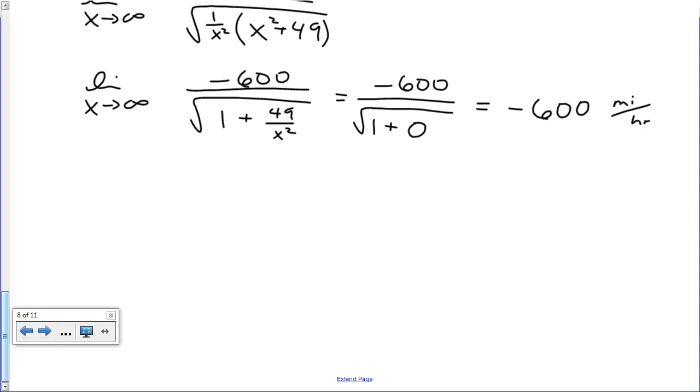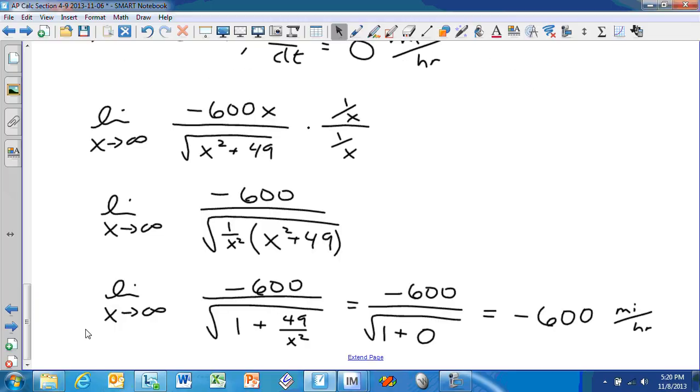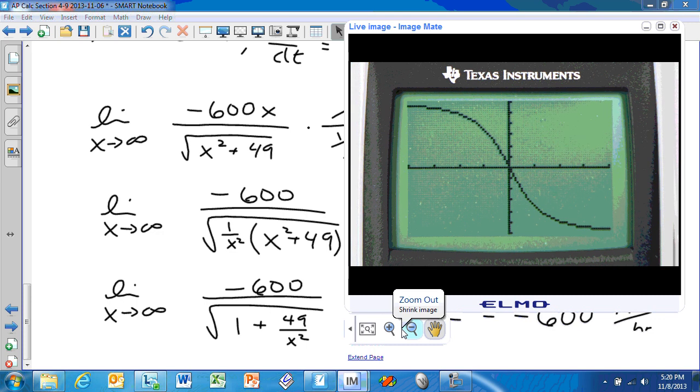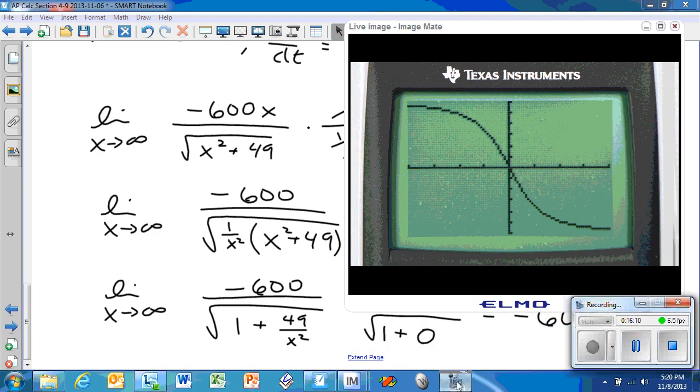And again, you can see that graphically. We said that appears to be what happens graphically. Let me switch over to my graph. As x gets further and further to the right, you can see it's approaching a horizontal asymptote of about negative 600. On the other side, you could do the same thing by letting x go to negative infinity, and it must approach a positive value of 600 there, it looks like. Okay. All right, and that's the end of that question. And so that's the end of our notes here.